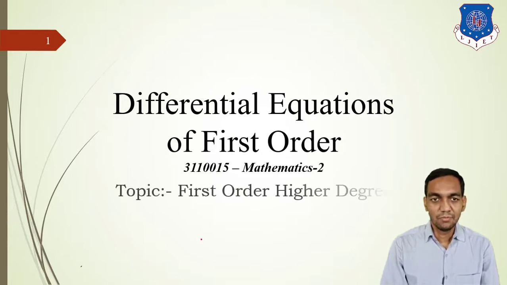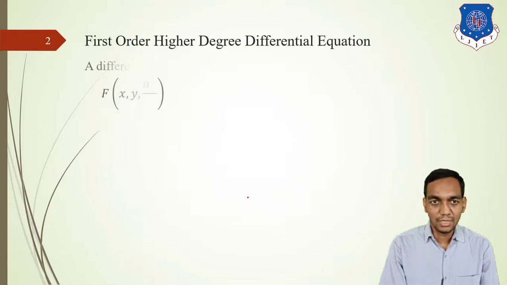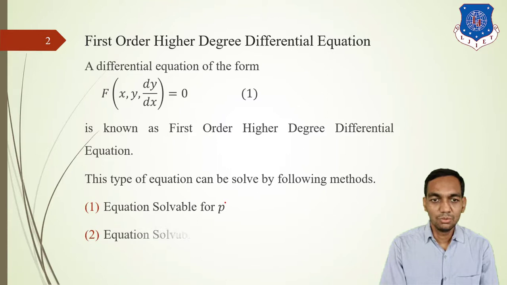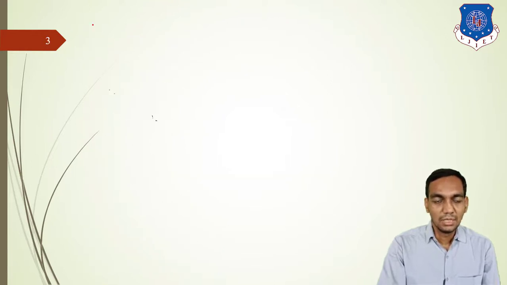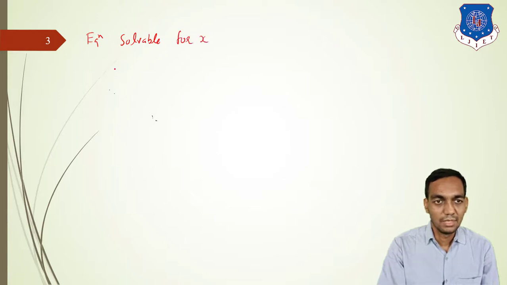Up to last session, we have seen how to solve the first order higher degree differential equation by two methods, equation solvable for P and equation solvable for Y. Now, in today's session, we are going to use equation solvable for X. Suppose you have x is equal to some function of y and p. This is equation number 1.